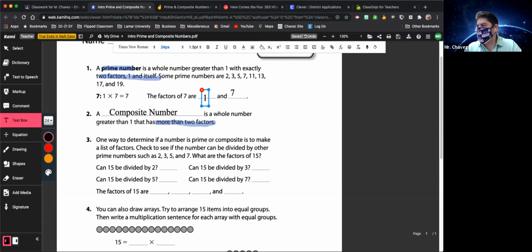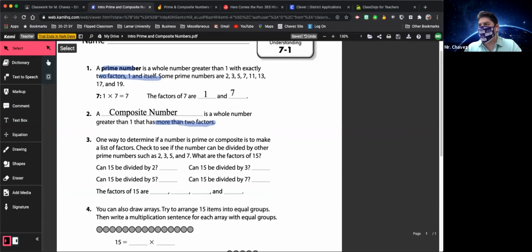When you click on the numbers and you see your mouse turn into a little cross, you can click and drag them to the right spots. And then once you're done using the text box, you can click right here where it says select. And then there you go. Questions, comments?